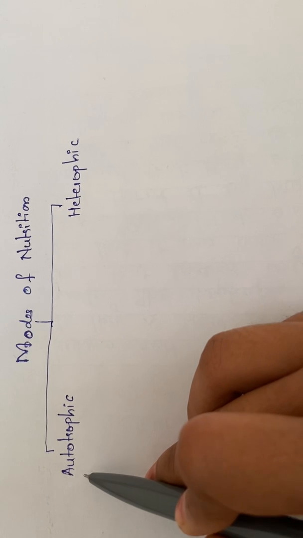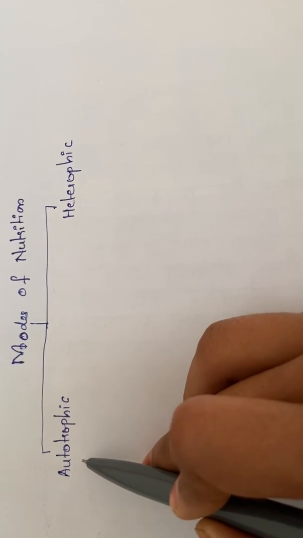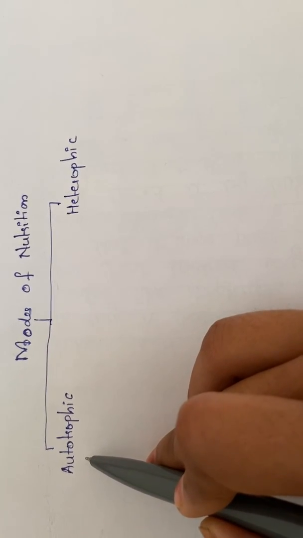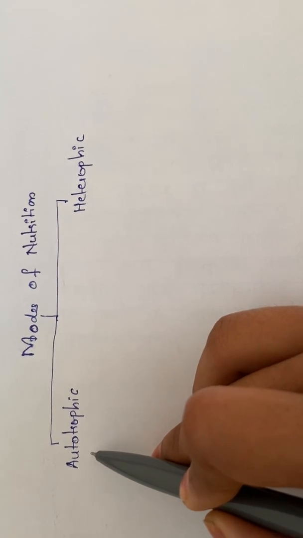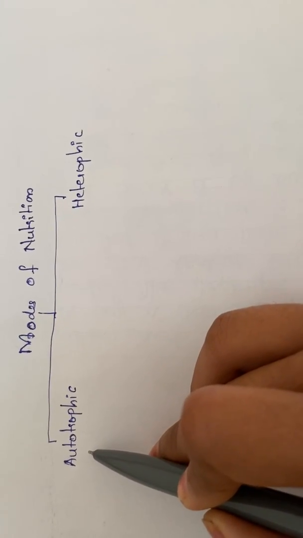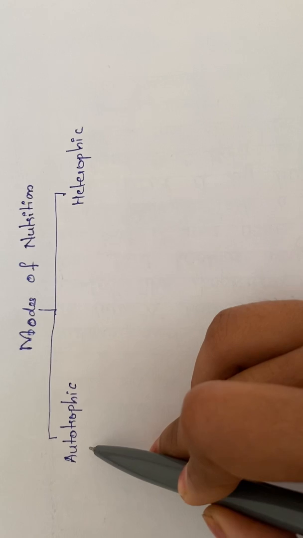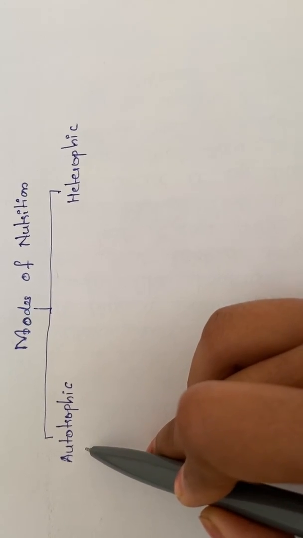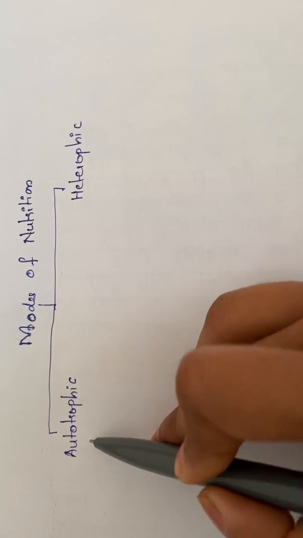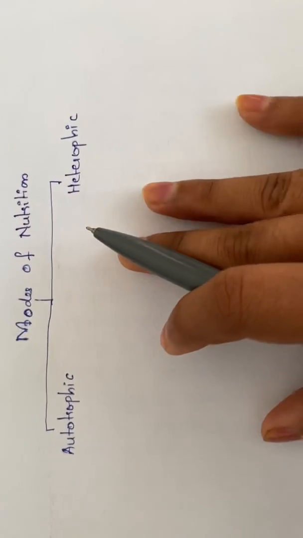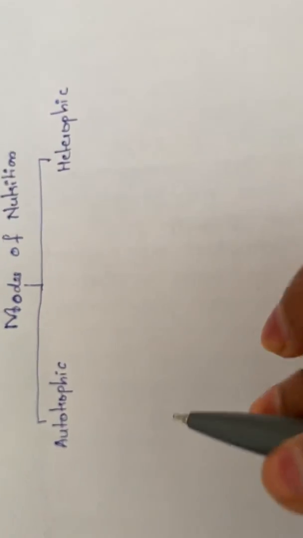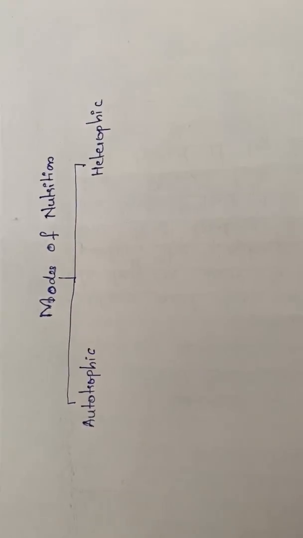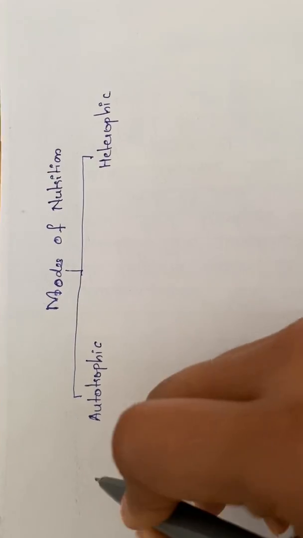Like we have discussed about the green plants and the bacteria, we are going to see how the autotrophic mode of nutrition takes place in green plants. But before that, I would like to add one thing, that is how autotrophic differs from heterotrophic mode of nutrition. So you should know the difference between autotrophic and heterotrophic. So let us quickly write down the points.